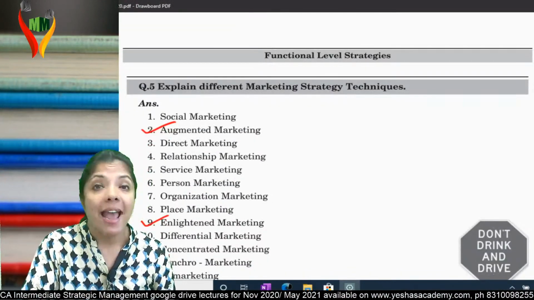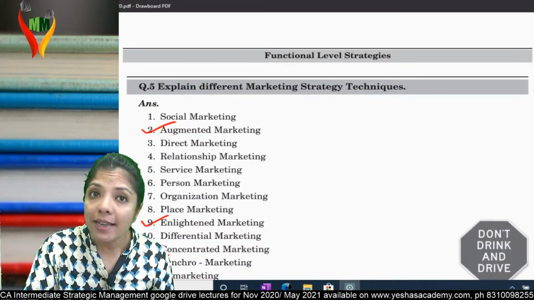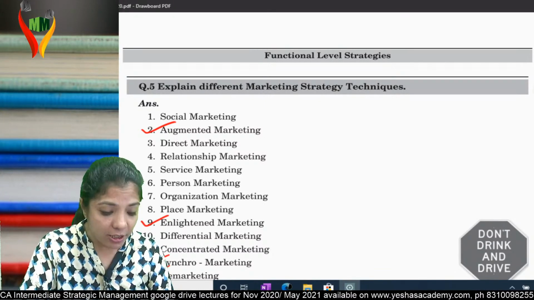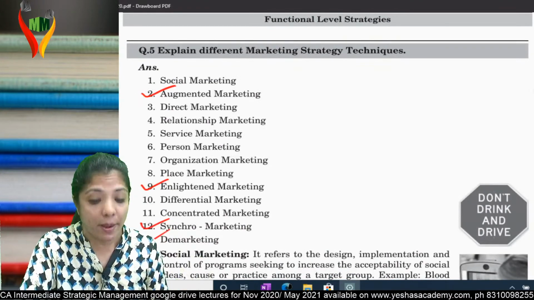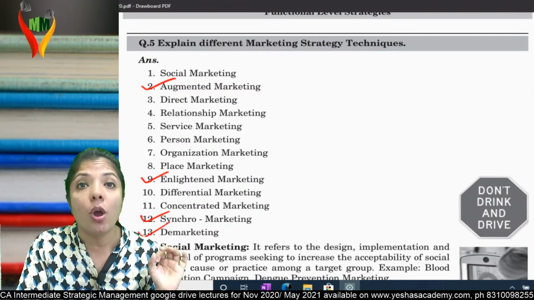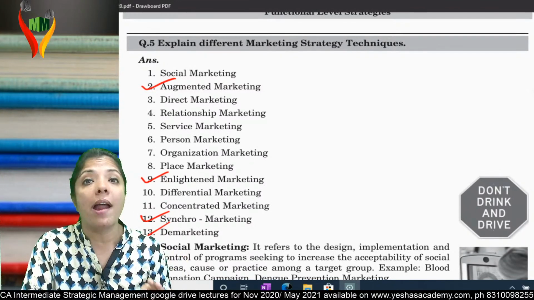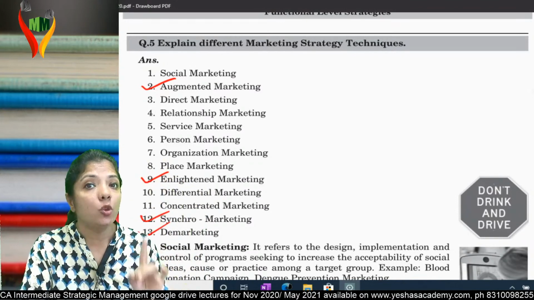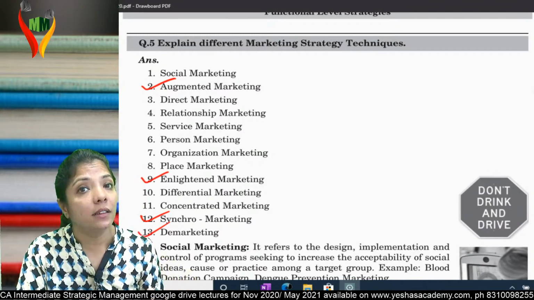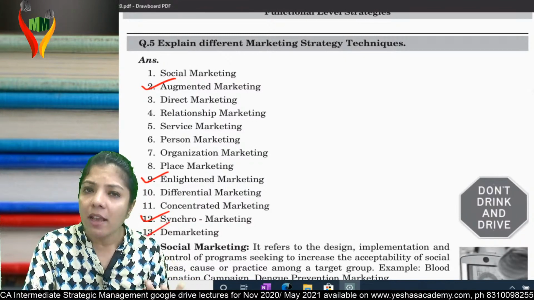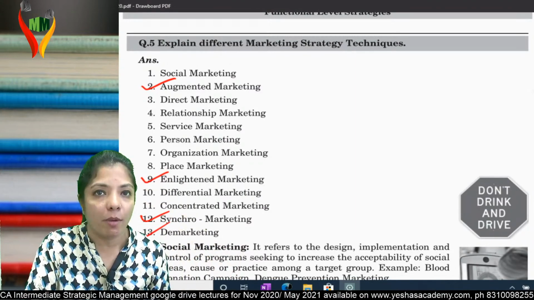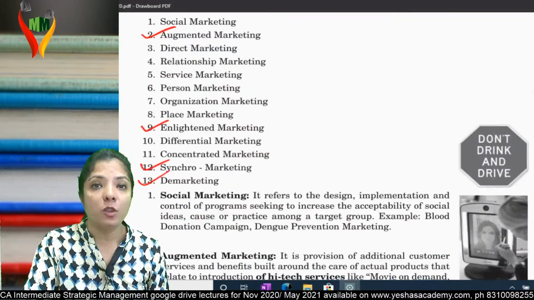Question number 5. Explain different marketing strategy techniques. Explain different marketing strategy techniques is different ways of doing marketing. How many are there? In total 13 are there. No doubt all are important, but few are very important. Second, 9, 12 and 13 are really important. Why? Because first of all, only by name you won't understand what are they talking about. Am I clear? Let's come to first one.